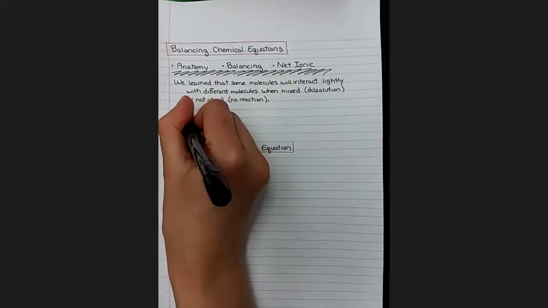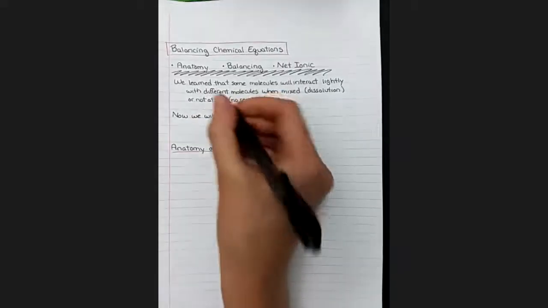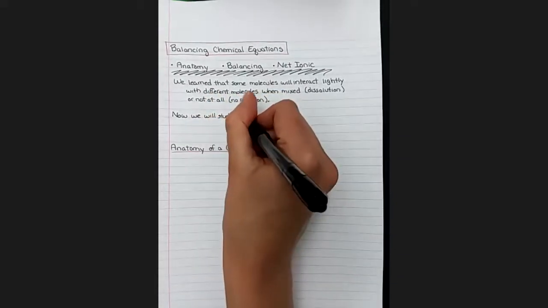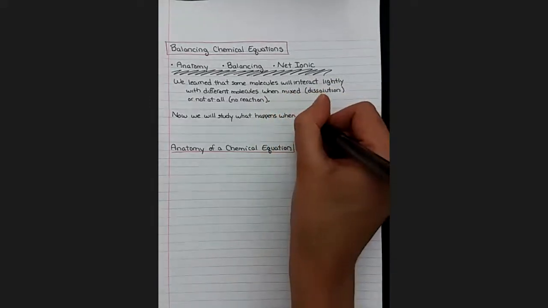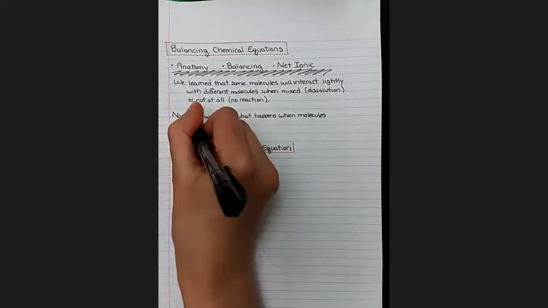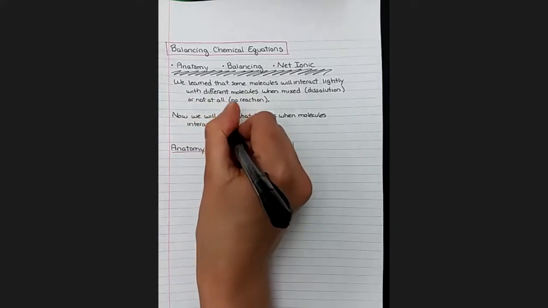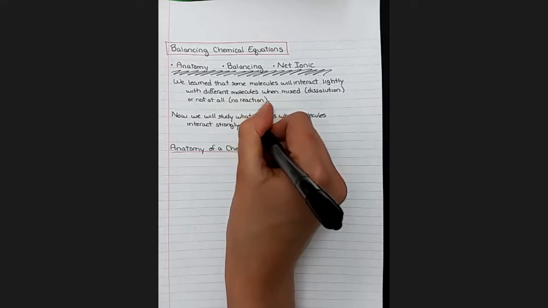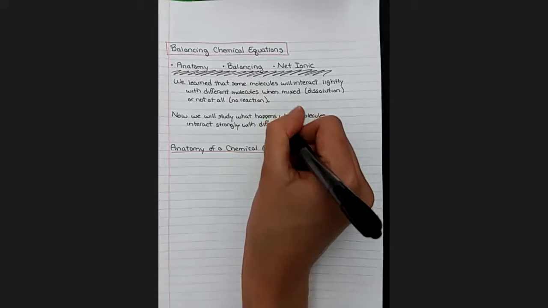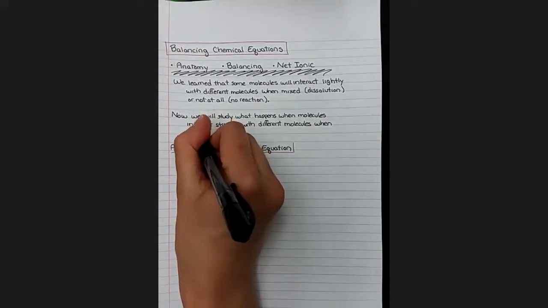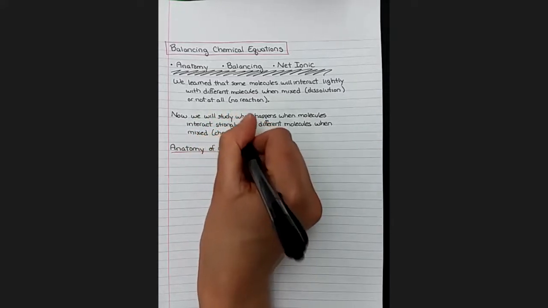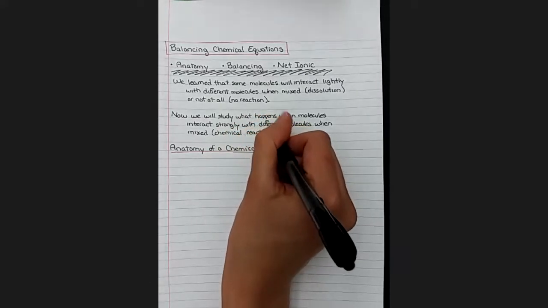And now we're going to move on to significant interactions, chemical changes that occur when compounds are mixed together. Now we will study what happens when molecules interact strongly, not an official term, with different molecules when mixed. And this strong interaction is a chemical reaction. So we've done dissolution. We have done when nothing happens. Now we're going to do when something happens, a chemical reaction.